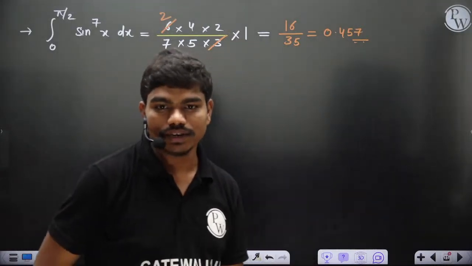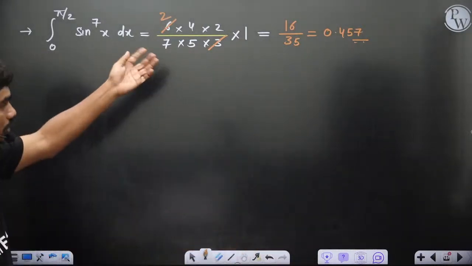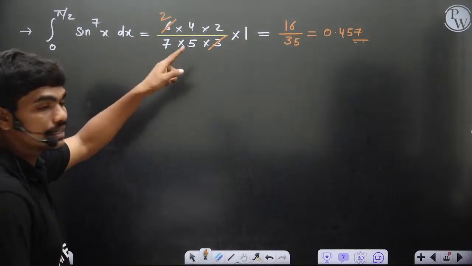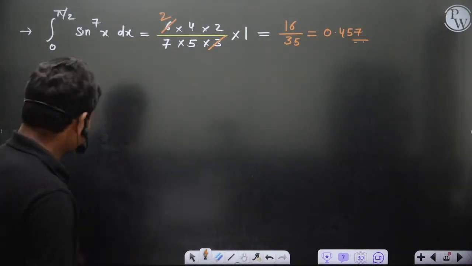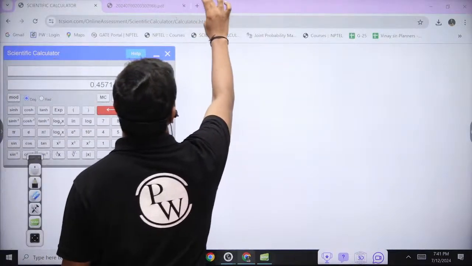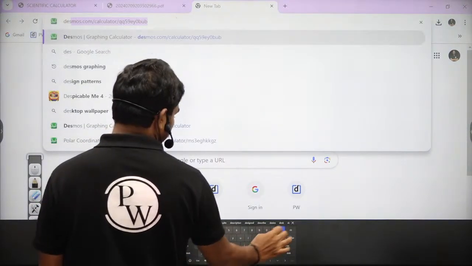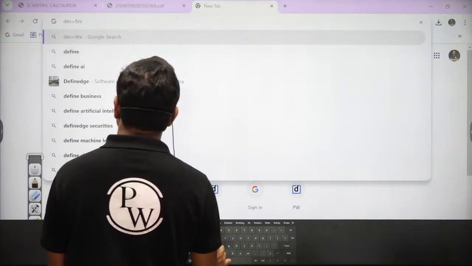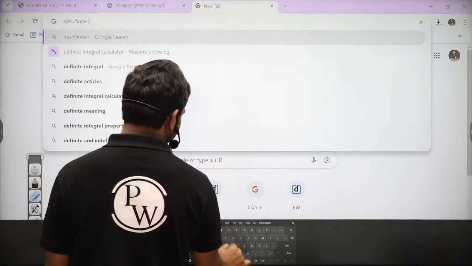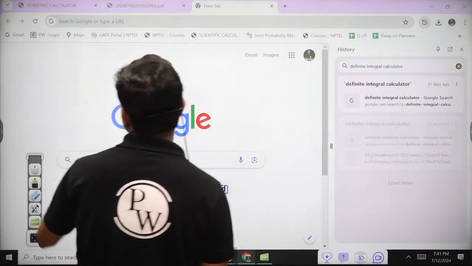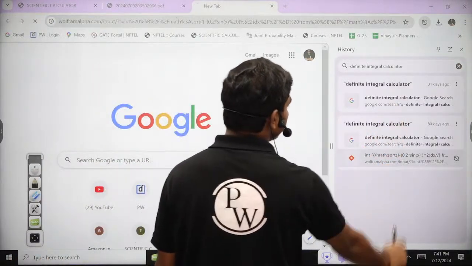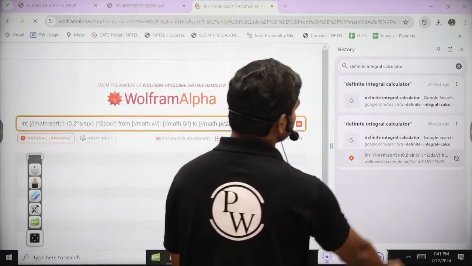Okay, fine, good. So this is 16 by 35. Let's check whether we get this value or not. Let's open Wolfram Alpha calculators maybe, the definite integral calculator. Yeah, basically I use this very frequently. So let's say you go for this function.